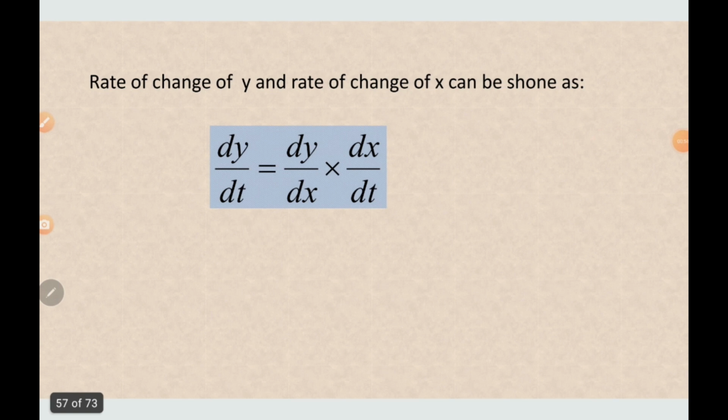The rate of change of y and the rate of change of x can be shown below. dy/dt is equal to dy/dx multiplied with dx/dt. We apply the chain rule here.